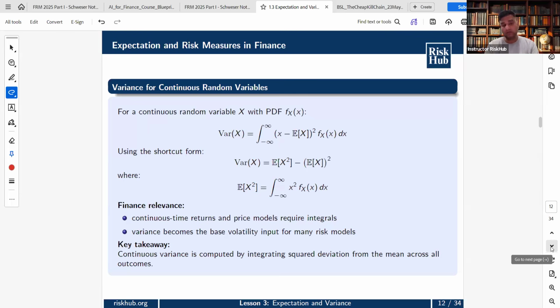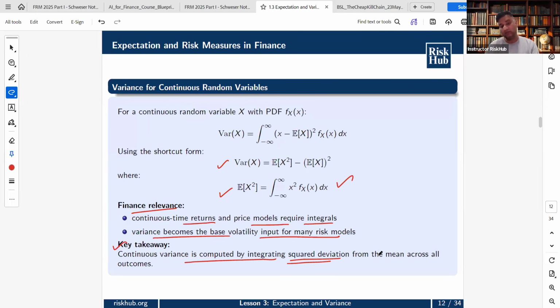Why? Because this is a one-step formula, right? So you got E[X squared], which I have to find out: the integral from minus infinity to infinity of x squared f(x) dx. So that's what we get. This is also given. And finance relevance: continuous-time returns and price models require integrals. Variance becomes the base volatility input for many risk models. Key takeaway: continuous variance is computed by integrating squared deviations.